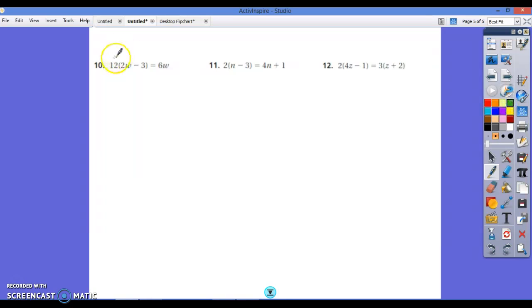So, again, think about the steps that we're taking. 1, write down the problem. 2, eliminate fractions. There's no fractions here, so you go to the next step. Distribute and simplify. Remember, you're multiplying every single term.